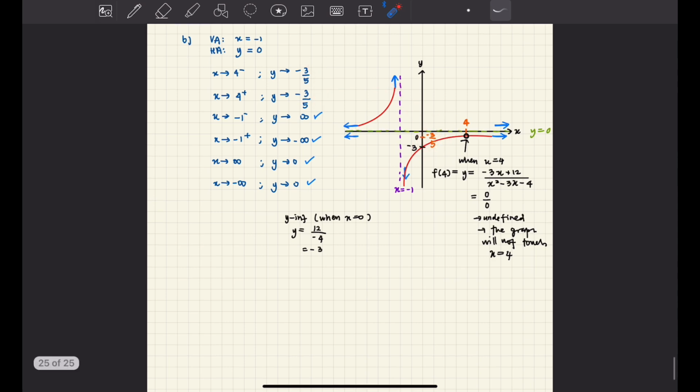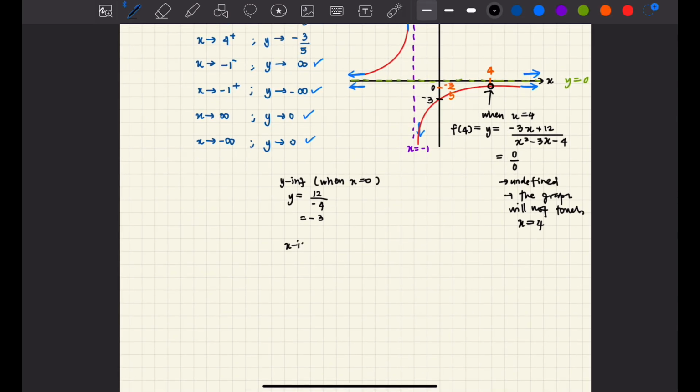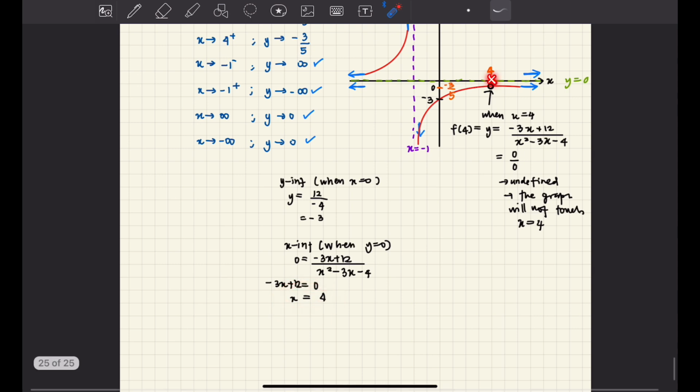Okay, so let's say dalam awak punya jalan kerja, awak ada cari awak punya x-intercept. Okay, let's see. Awak cari x-intercept meaning that when y is equal to 0. Okay, so awak akan dapat 0 equal to negative 3x plus 12, and then dekat bawah kita dapat x square minus 3x minus 4, and then bila pindah-pindah awak akan dapat macam ni, negative 3x plus 12 equal to 0. So I believe you will have x is equal to 4. Okay, so awak akan dapat x equal to 4. So x equal to 4 maksudnya dekat sini lah kan x-intercept awak.